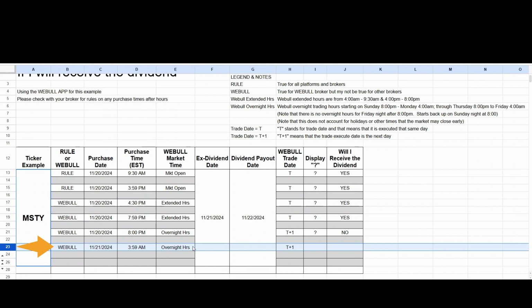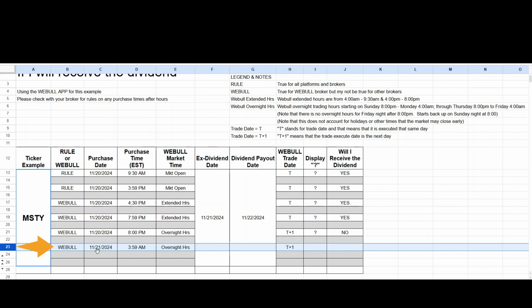So let's just move on to the next time, and I think it's going to get easier from here, of course. So it's 11/21, so November the 21st, and it's just before 4 o'clock. We're at 3:59 a.m. We're still in overnight hours, as you've seen up here at the top. The overnight hours is from 8 p.m. to 4 a.m. Well, 3:59 a.m. is before 4, so therefore we're in overnight hours. We are still at the T+1.